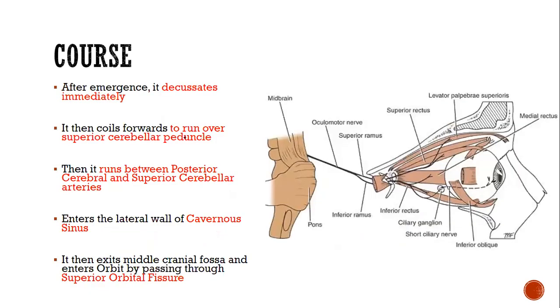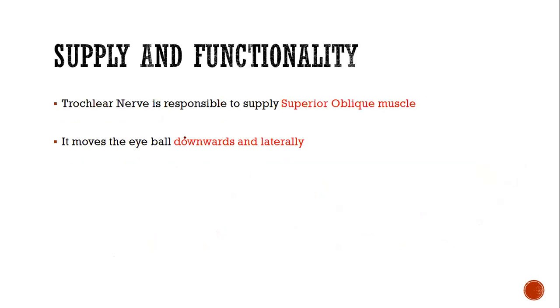Now, when we talk about the course, it follows a similar course as the oculomotor nerve. It decussates immediately after emergence. Then it runs over the superior cerebellar peduncle. Then it runs between the superior cerebral and superior cerebellar arteries, and then finally it enters the lateral wall of the cavernous sinus. The moment it exits the lateral wall, it passes through the superior orbital fissure to enter the orbital cavity. Now it supplies the one muscle known as the superior oblique muscle, which is basically responsible to move the eyeball downwards and laterally.